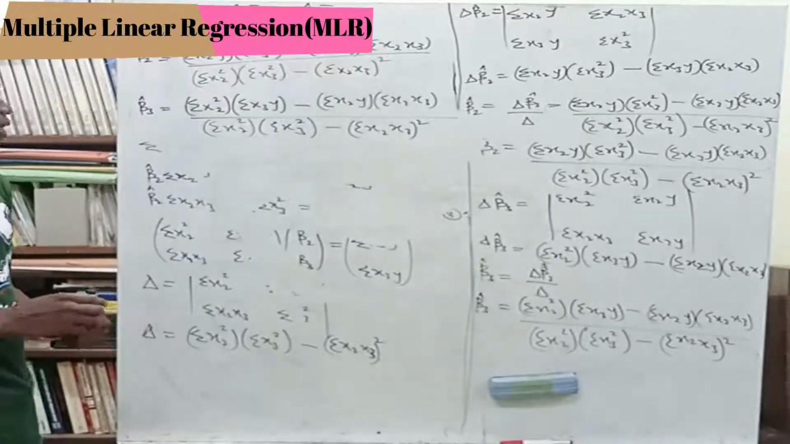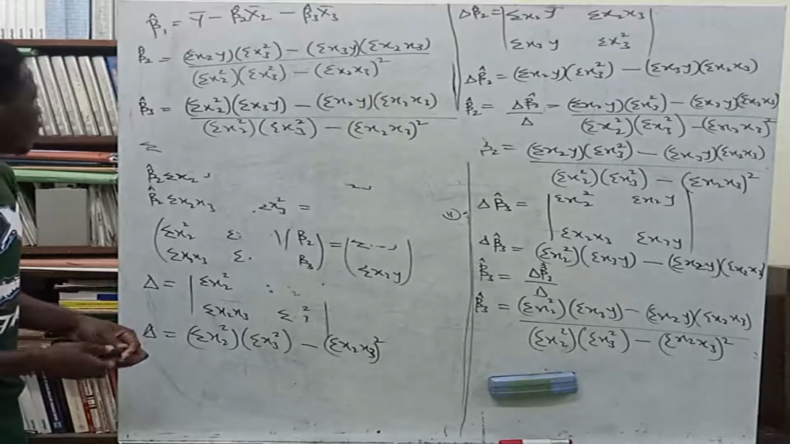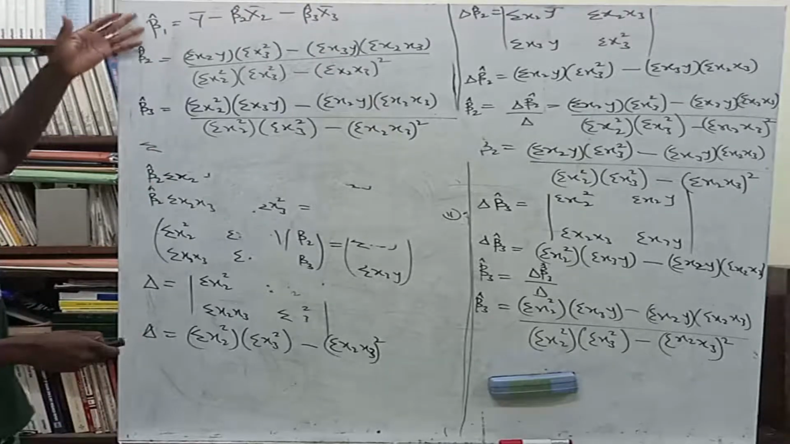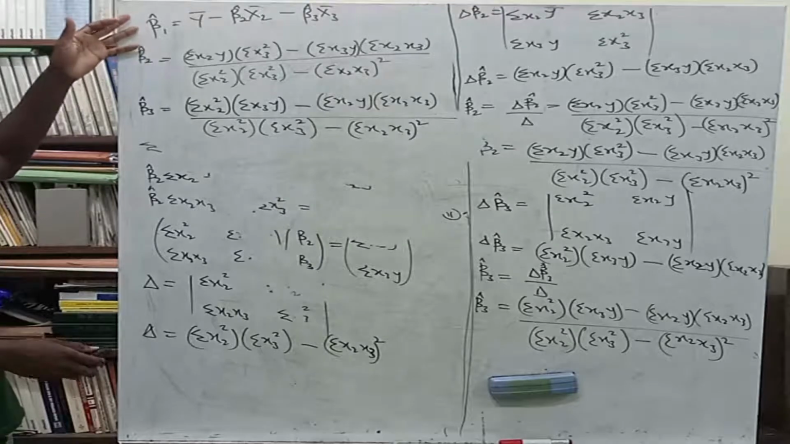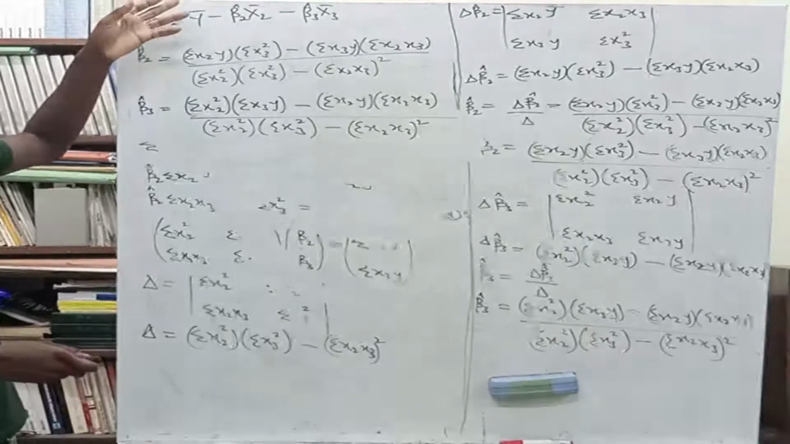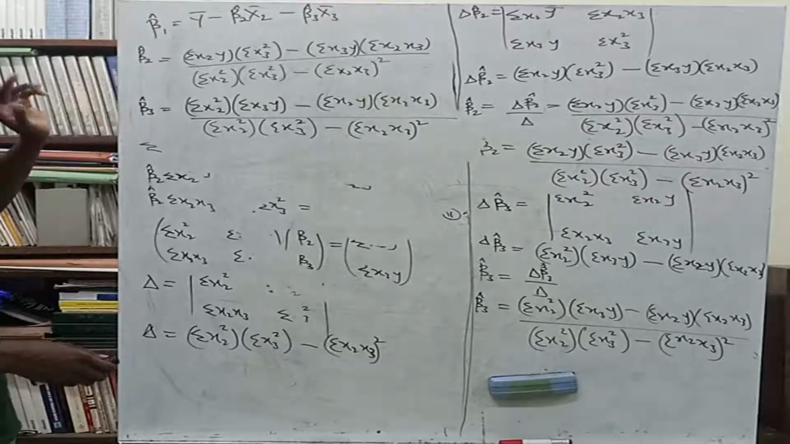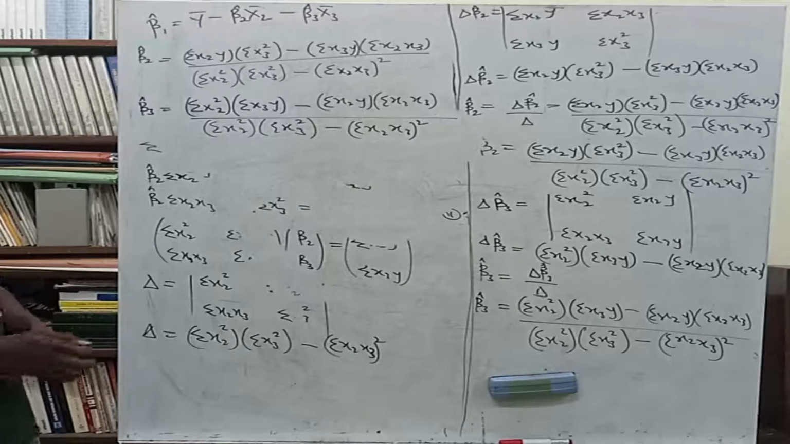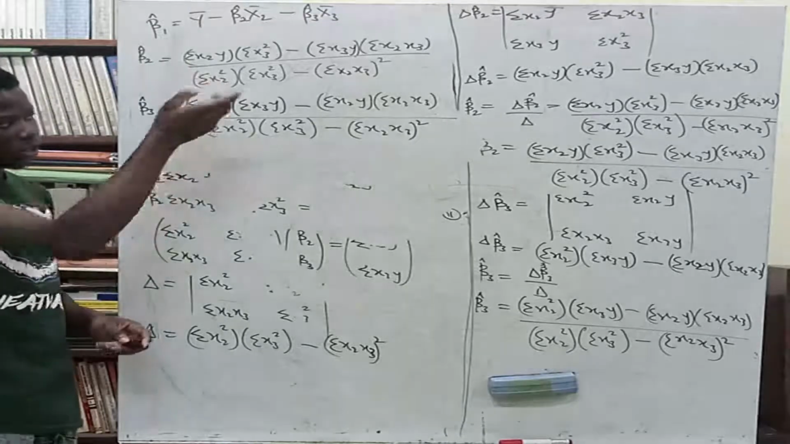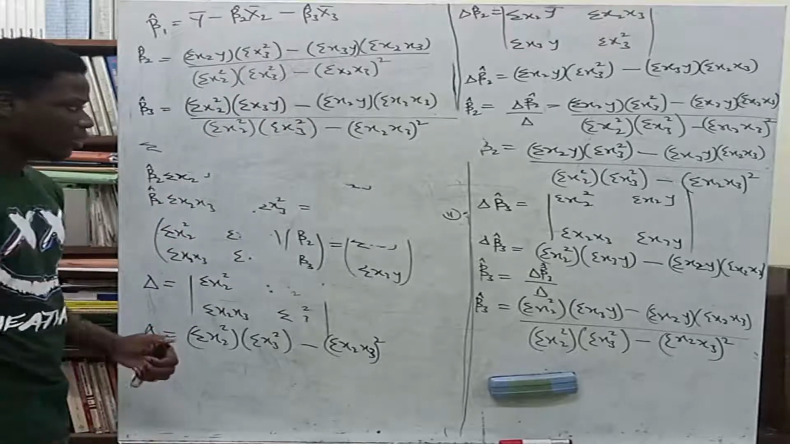Then another thing I would like to point out is the fact that for your beta 1, you reckon with the data in the normal form, not in the deviation form. But for beta 2 and beta 3, for the purpose of estimation, you reckon with the deviation form, and that is why we have the formula in this format.